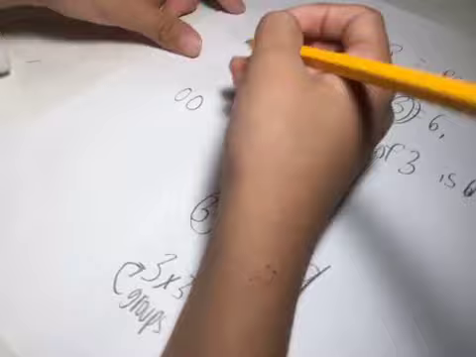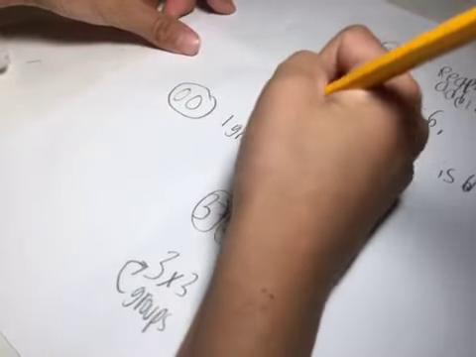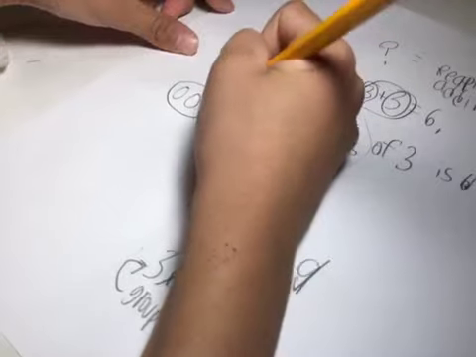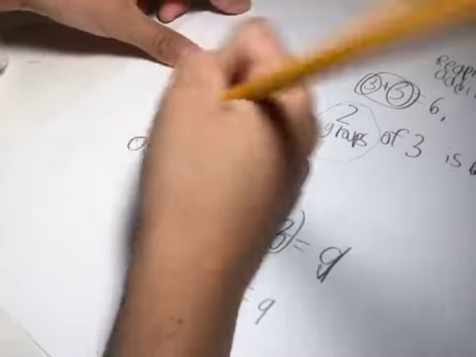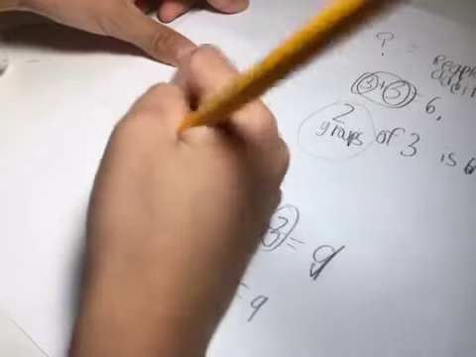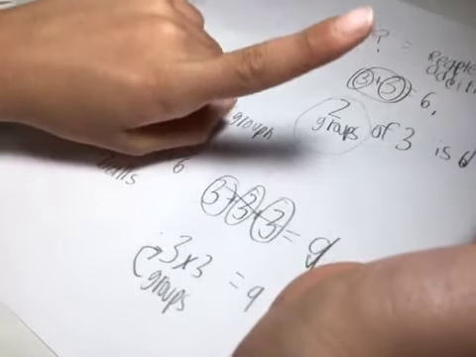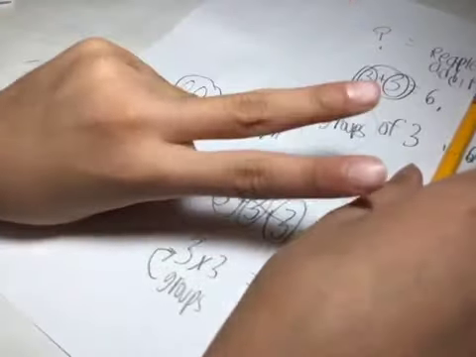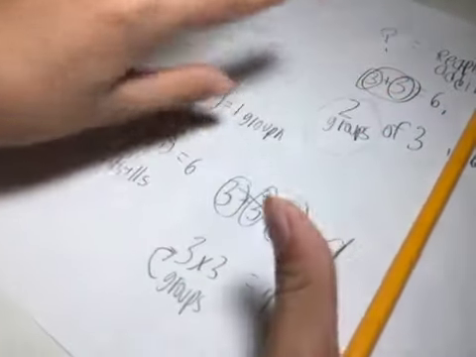This is 2 balls. This is 1 group. So, if I put 3 groups, this is 6 balls. And we can model this using an equation. Okay, so 2 + 2 + 2 = 6, right? 1, 2, 3, 4, 5, 6.